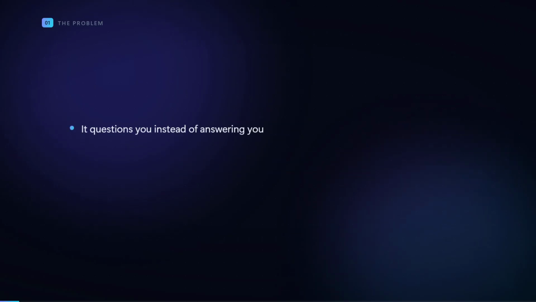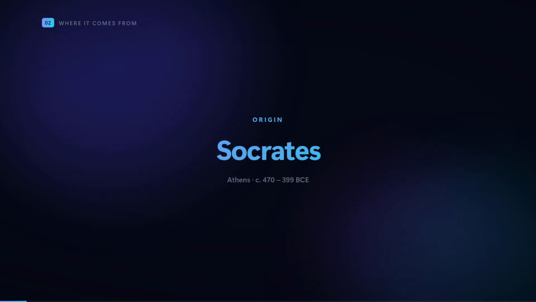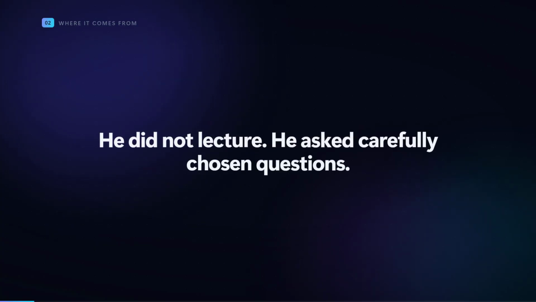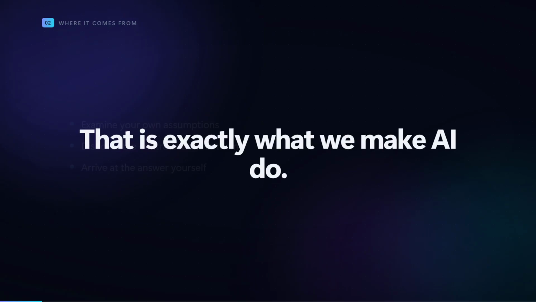Instead of summarizing the PDF for you, the AI questions you, identifies exactly what you have not understood, and teaches you until you can explain the topic yourself. The name comes from Socrates, the ancient Greek philosopher. Socrates did not normally teach people by giving them long lectures. He asked carefully chosen questions. Those questions forced the learner to examine their assumptions, discover contradictions, and arrive at the answer themselves. That is exactly what we are going to make AI do.